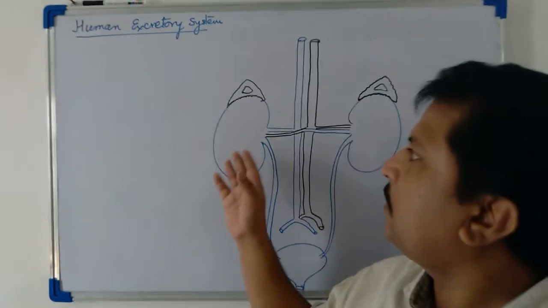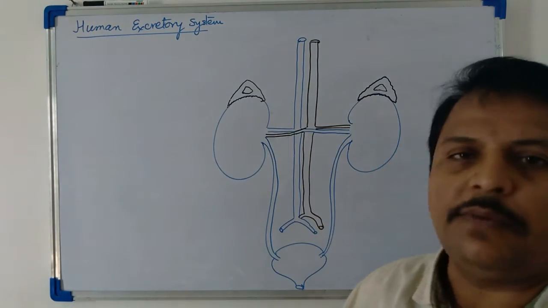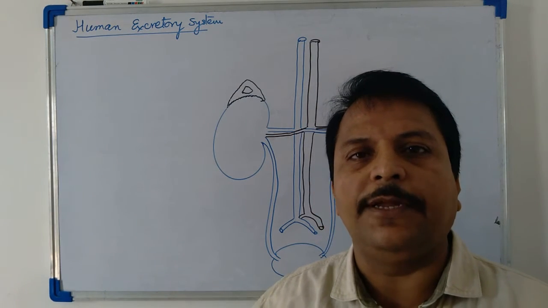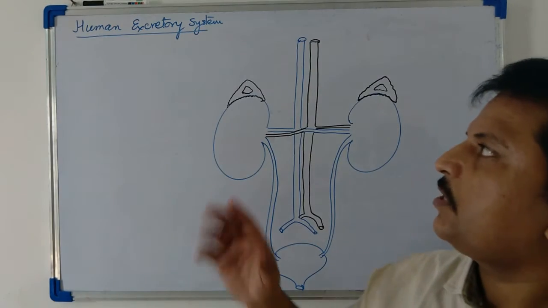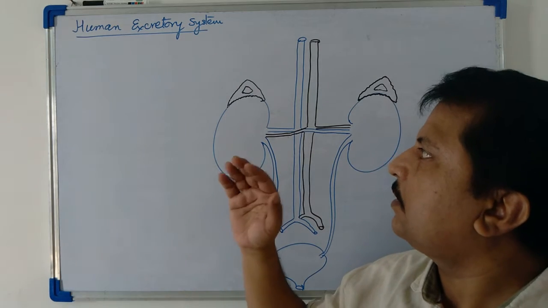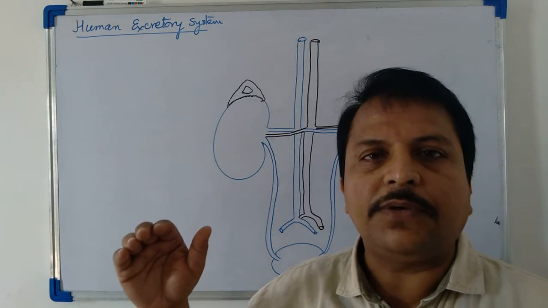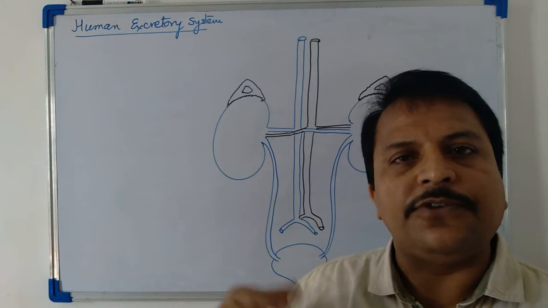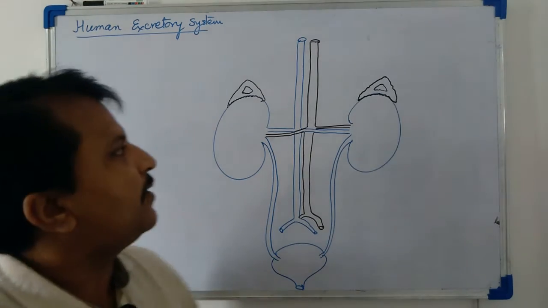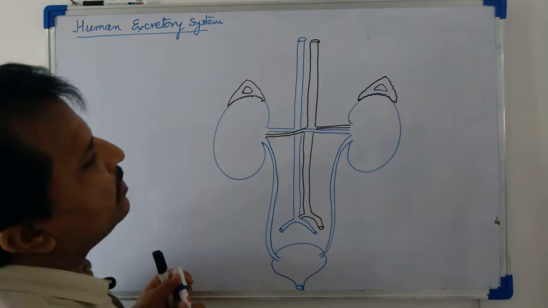In this video we are going to study the human excretory system, meaning the excretory system of humans only. Step by step, we will study the morphology of the kidney, the anatomy of the kidney, and then the physiology of the kidney. First we should see the structure of the human excretory system.